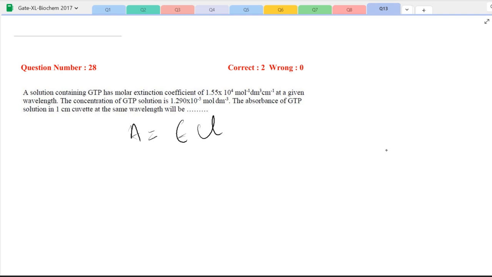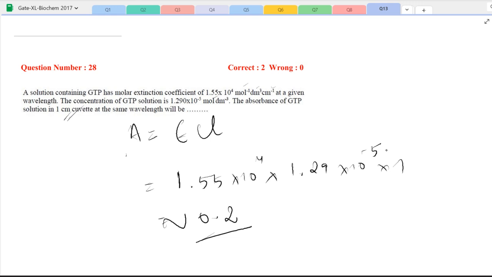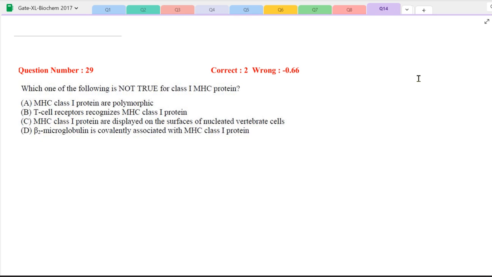So A is equal to epsilon into C into L, where A is the absorbance, epsilon is the molar extension coefficient, C is the concentration, and L is the path length. So you just have to substitute because here all the units are in the correct order, so they are all matching, so you don't have to do any conversion. That will be 1.55 into 10 power 4 into 1.29 into 10 power minus 5 into 1, because it's a 1 centimeter cubed length, L is 1. So that will give you an answer approximately 0.2. So here the absorbance will be 0.2. Very simple question. Moving on to the next question.